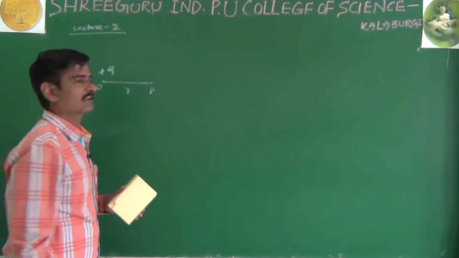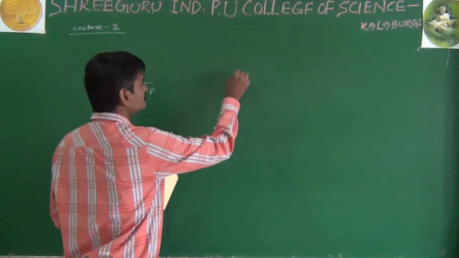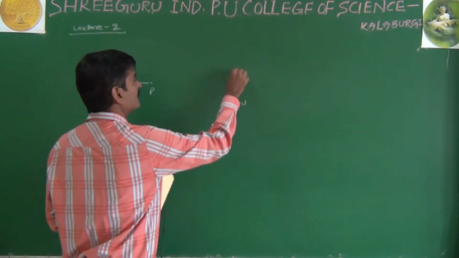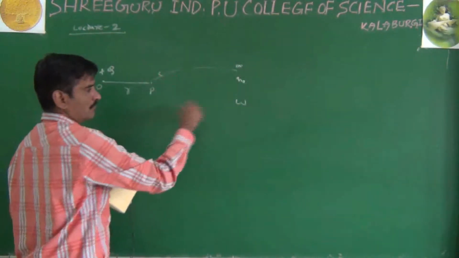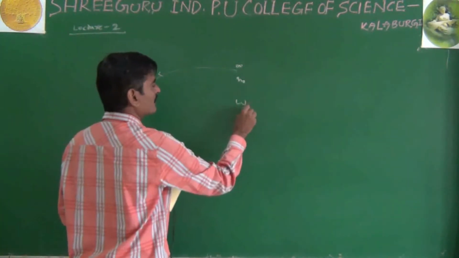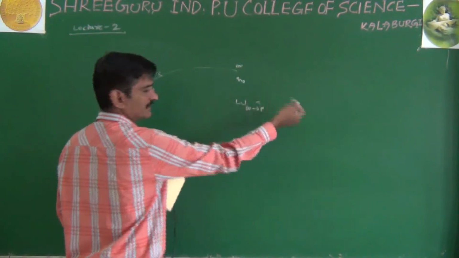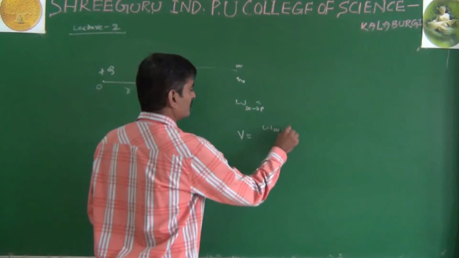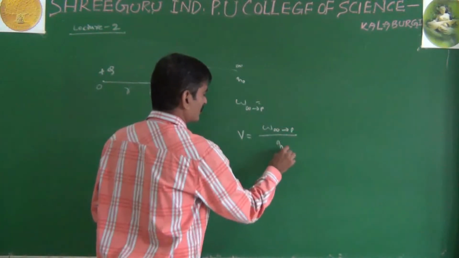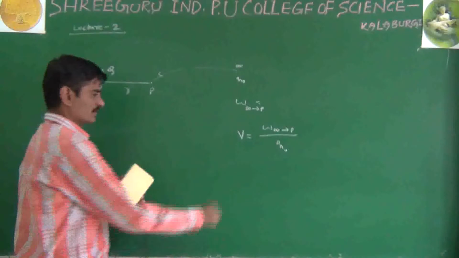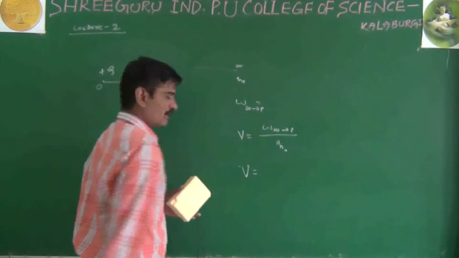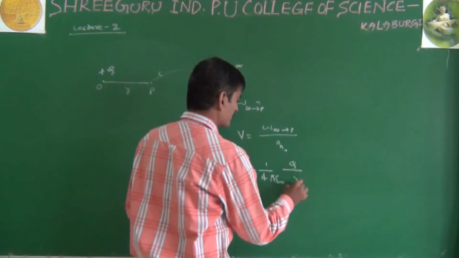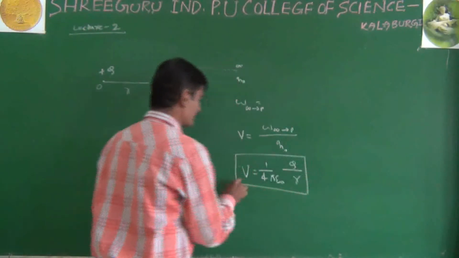You have determined the electric potential. That is, first you determined the work done in moving the test charge Q naught from infinity to the point P, and then you divided that work done by the test charge Q naught. Then you got the electric potential. That electric potential finally comes out to be V is equal to 1 by 4 pi epsilon naught Q divided by R. This was the formula you got at the end.